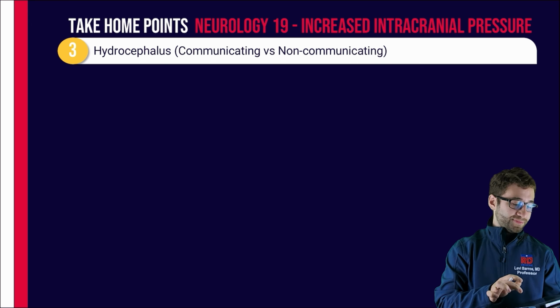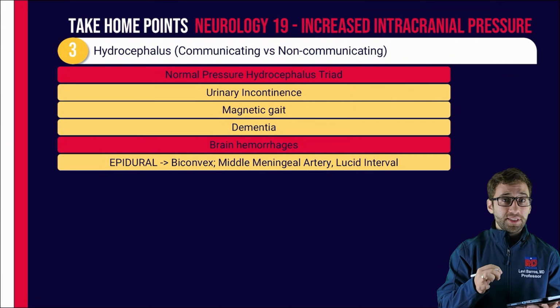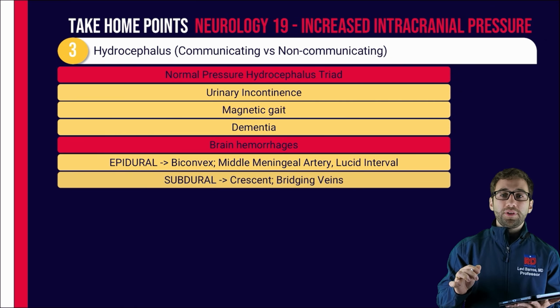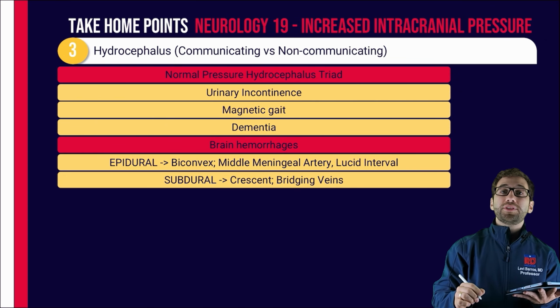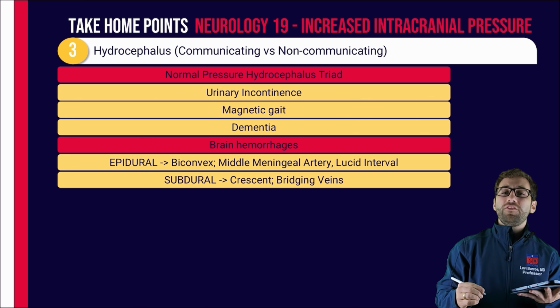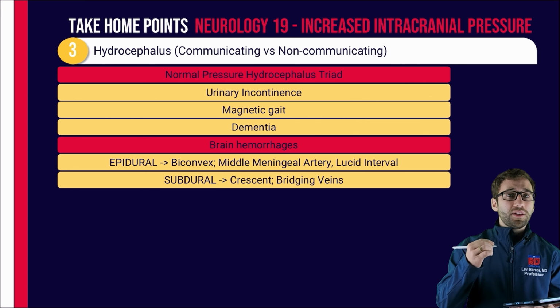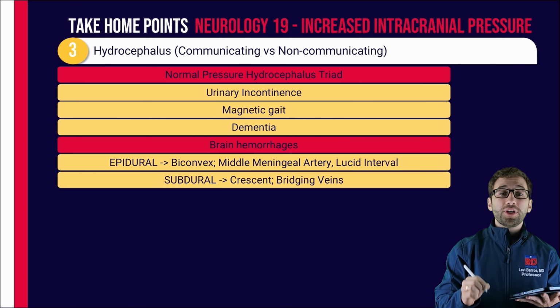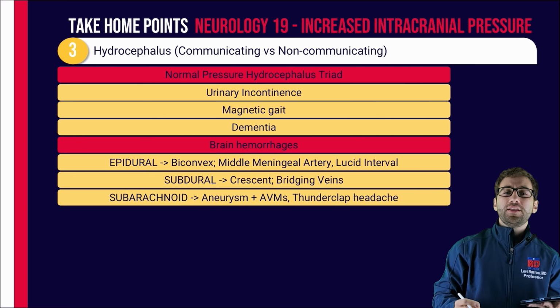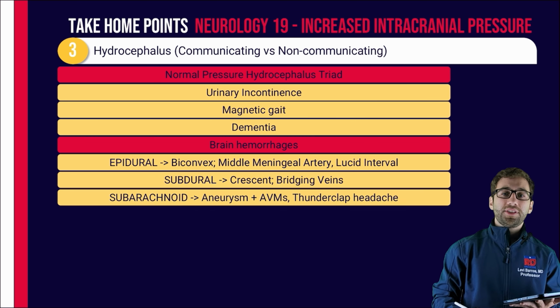Brain hemorrhages can be categorized by their location and appearance on imaging. Epidural hematomas, typically biconvex, result from arterial bleeding, often involving the middle meningeal artery, and present with a lucid interval. Subdural hematomas are crescent-shaped and result from venous bleeding involving bridging veins. And finally, subarachnoid hemorrhages, often caused by aneurysm or arteriovenous malformations, AVMs, present with a thunderclap headache.